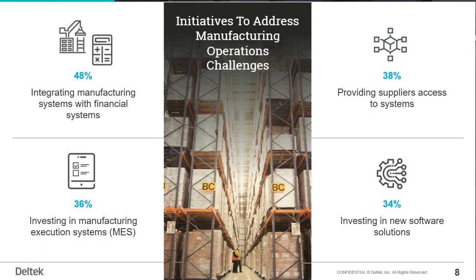By investing in manufacturing execution systems, manufacturers are making sure that they're running their manufacturing orders as efficiently as possible, and they're able to have better visibility to identify inefficiencies or lag times. They're also investing in new software solutions, which Jonathan and Jesse will get more into later.